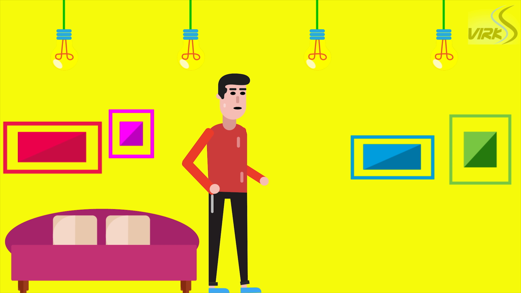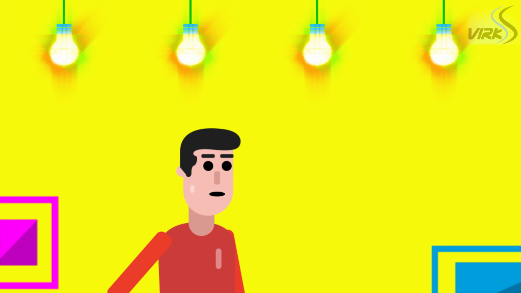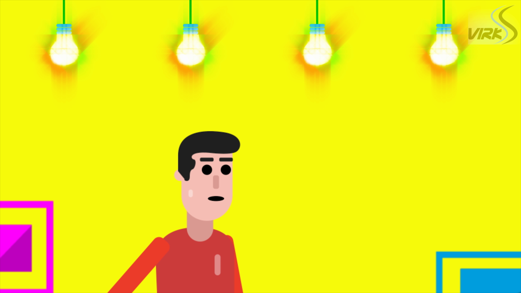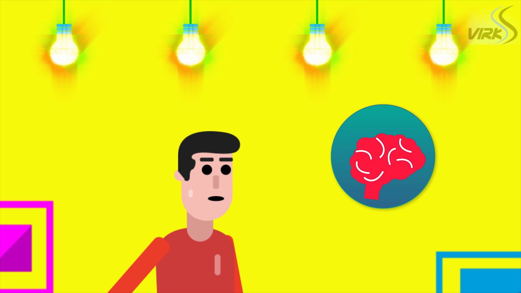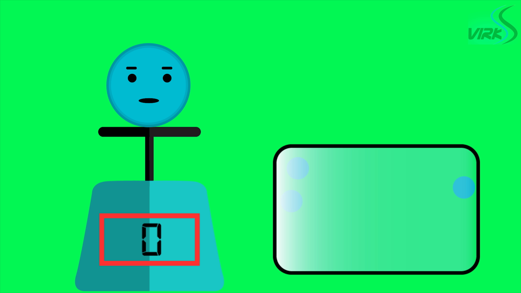Light is everywhere in our world. It carries information from the world to our eyes and brains. Light has no mass. Light is a form of energy made of photons.